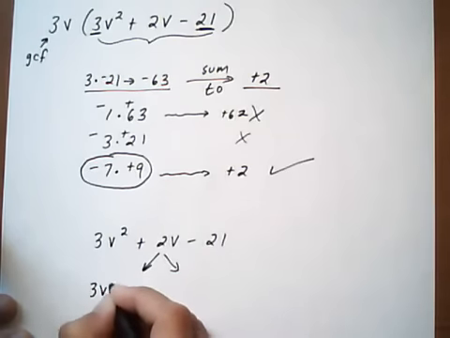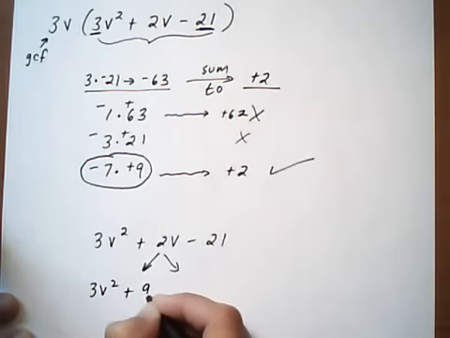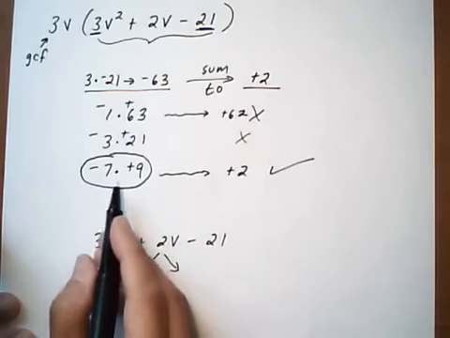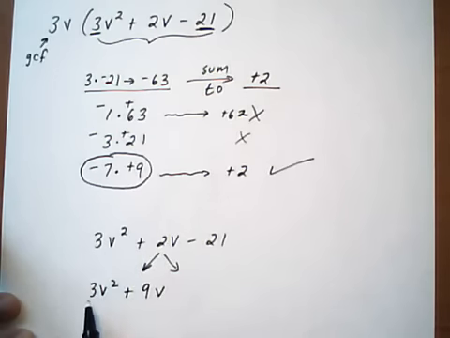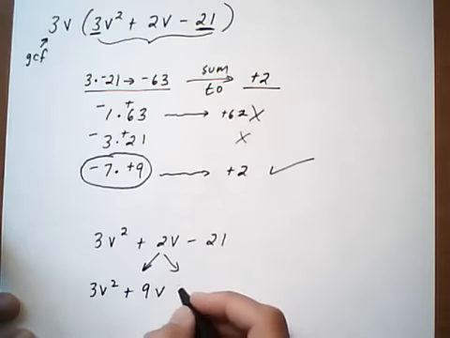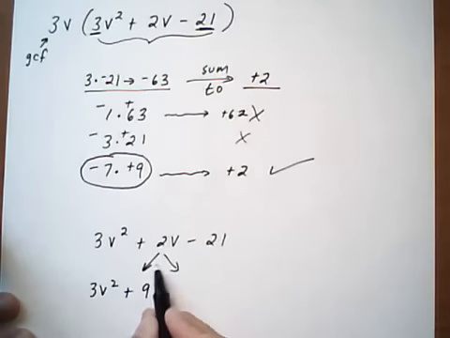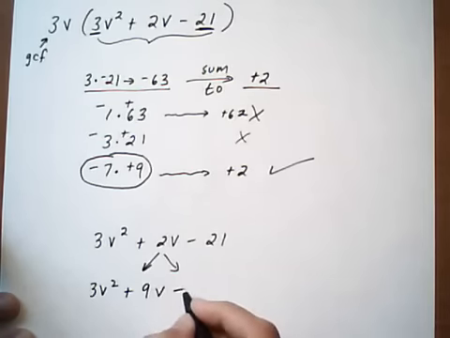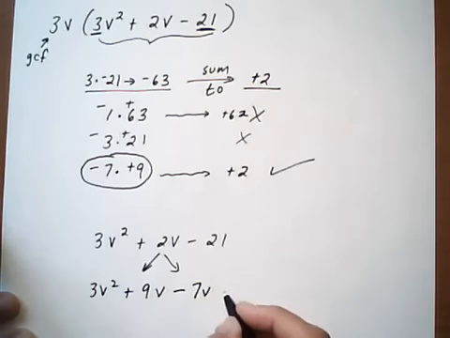So we get 3v squared plus 9v. And I'm doing the 9 first only because I noticed that this has a 3 here. So if I pair the 3 and the 9 together, I'm going to be able to pull out a common factor of 3. If I had put the 7 here, I wouldn't have that common factor. That's the only reason I paired it like that. Okay, so we're splitting the middle term into plus 9v, take away 7v, and then minus 21 comes down.